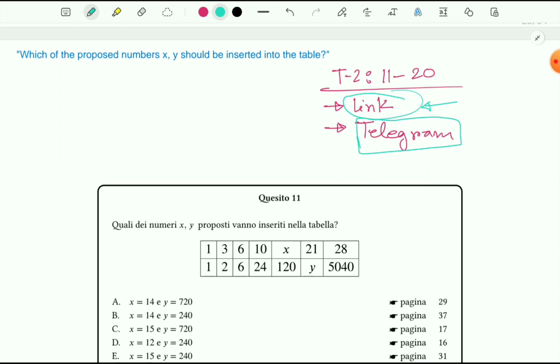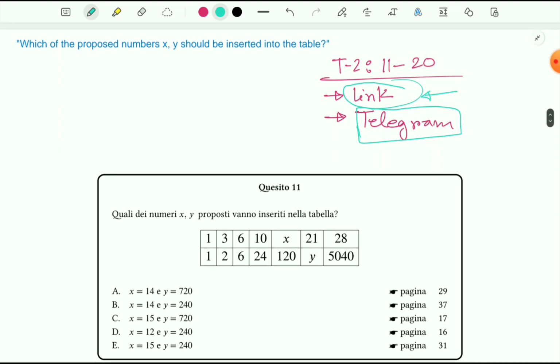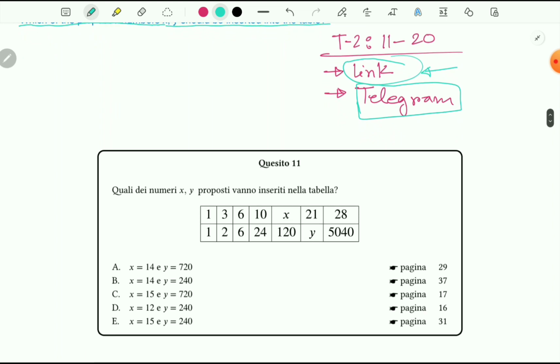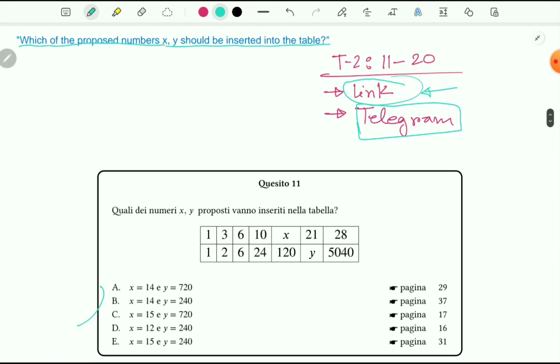Okay, let's start. We'll start with problem number 11. Which of the proposed numbers x, y should be inserted into the table? So these are the proposed numbers x and y. There are 5 different pairs of numbers. We have to select the correct options.